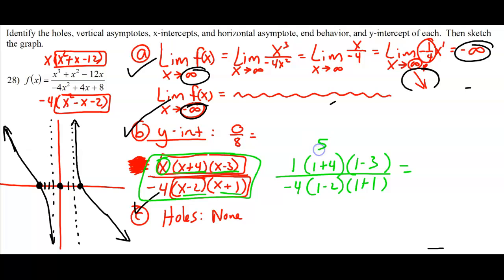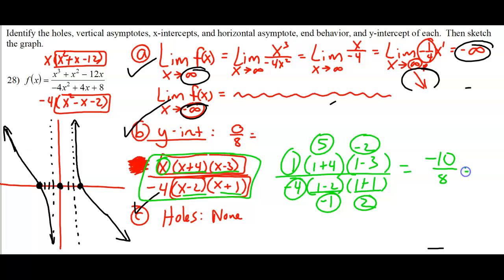So that's 5 and -2. So 1 times 5 times -2 is -10. That's -1, and that's 2. So -4 times -1 times 2 is going to be 8. And so I end up with -10 over 8, which is -5 over 4. And when it comes to graphs, it's easier to do this as decimals. So that's -1.25 approximately. So when I plug in 1 for x, the y value I get is -1.25.